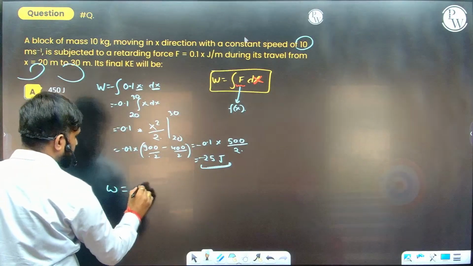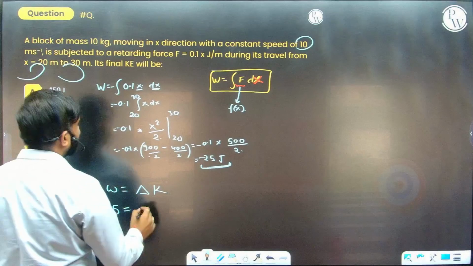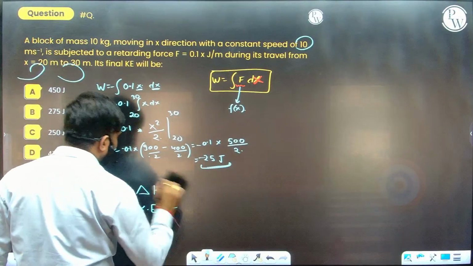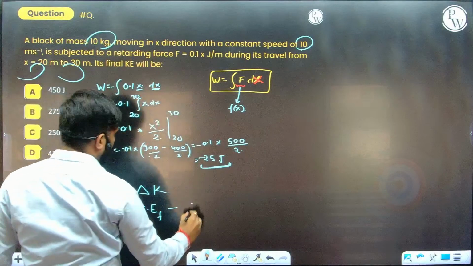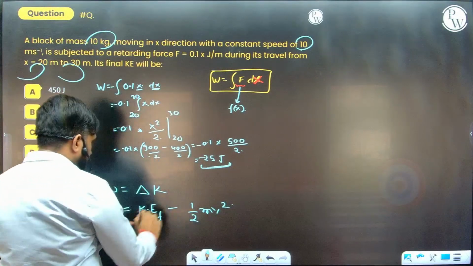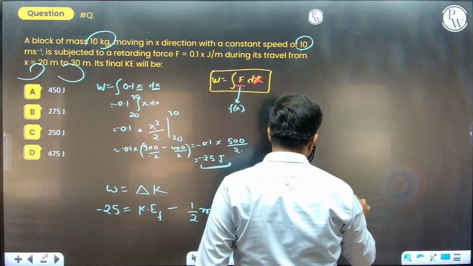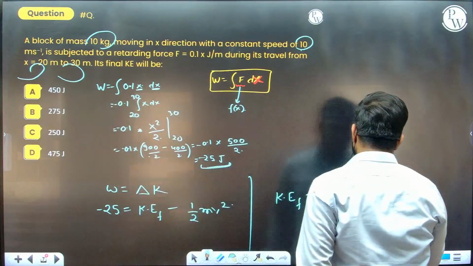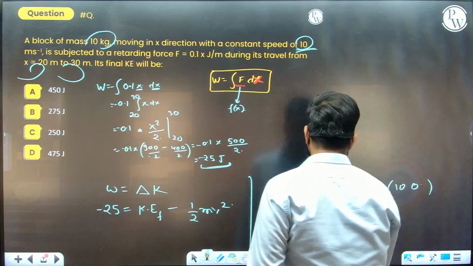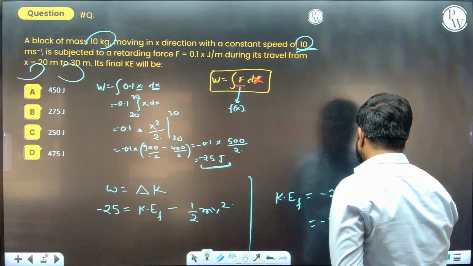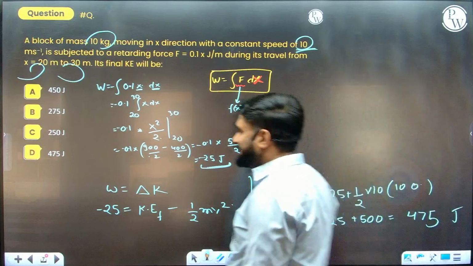The retarding force, and the object was moving with 10 meter per second, the initial velocity. So I'll write the work energy principle: work done is delta K, and the work done we have found is 25. The final kinetic energy they are asking, K final minus the initial kinetic energy. The speed is given, the mass is given, so half mv square. So K final, take the half mv square on the other side. K final will be minus 25 plus half mv square. The mass is given as 10 and v is also 10. So it is 100. So minus 25 plus 1000 by 2, which is 500. So that is 475 joules. That is our final kinetic energy.